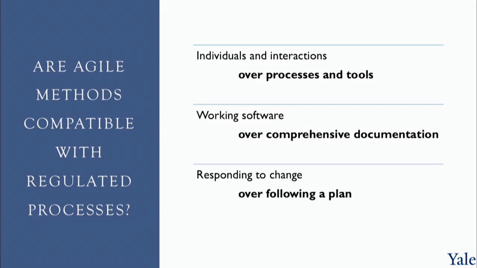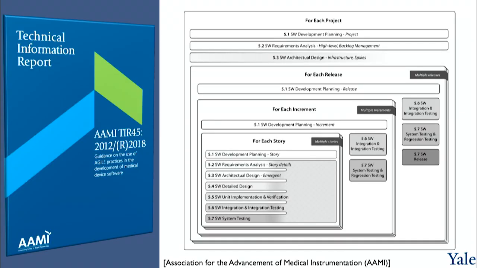They value responding to change over following a plan. I think this is a little bit more problematic, but essentially the way around this is to say, well, our plan has to be kept up to date. So if we find something that means our current plan doesn't work, we have to respond to the change by changing our plan. There's a very interesting guidance document from the Association for the Advancement of Medical Instrumentation, the AAMI, that maps the steps in IEC 62304 to the steps of an Agile process.